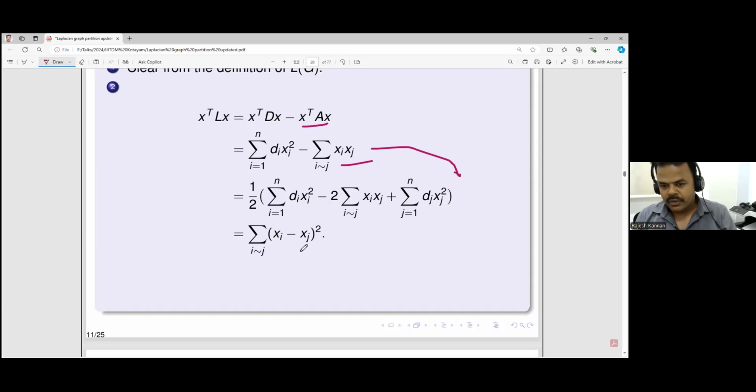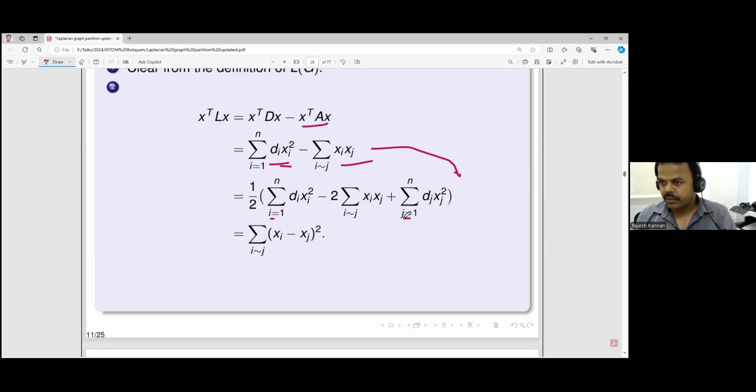Just to get a sum of squares expression, cleverly you can manipulate it. What I'm going to do, just this first term I will write for 2 times, and then I will divide it by half. Then I will take 2 times the summation of d_i x_i squared, and I will split it into 2 parts, one with respect to i, one with respect to j.